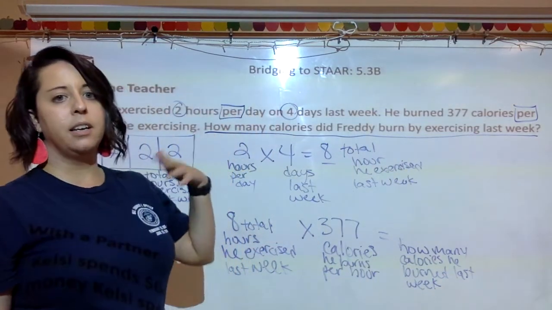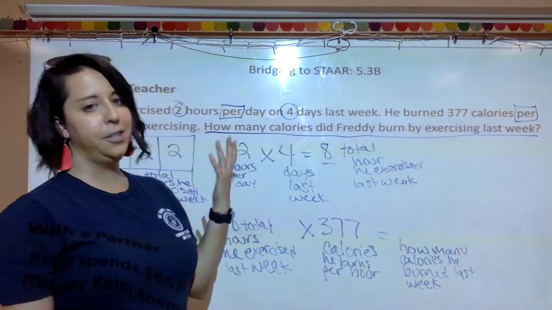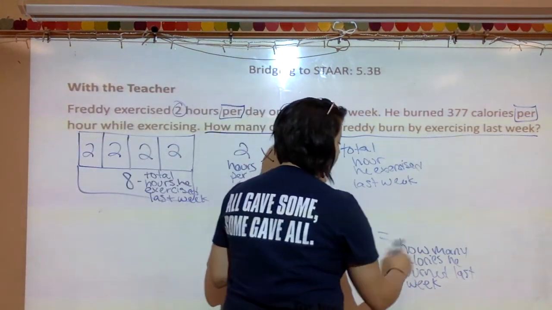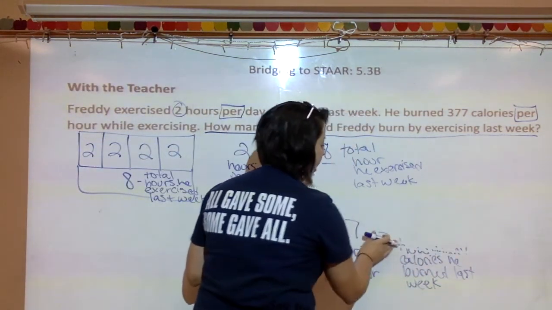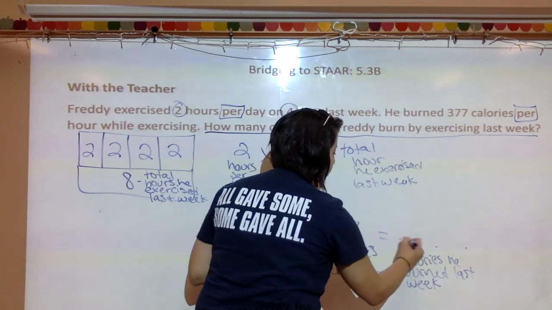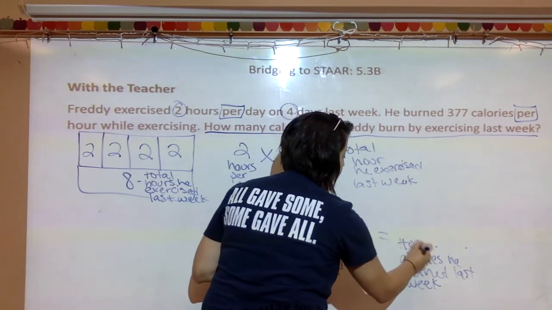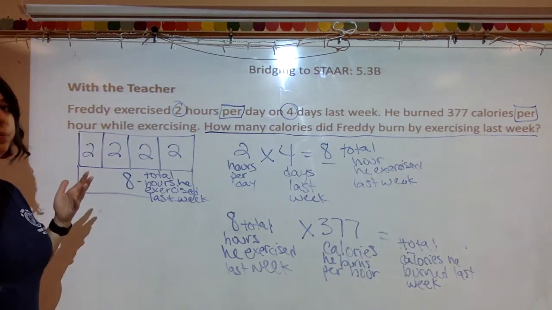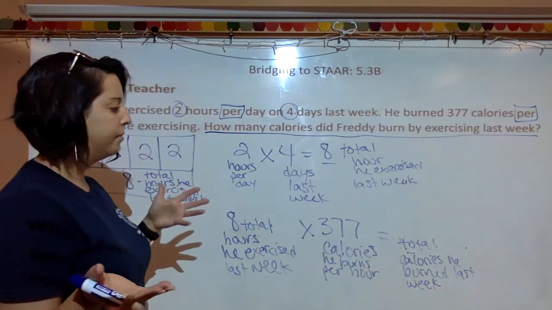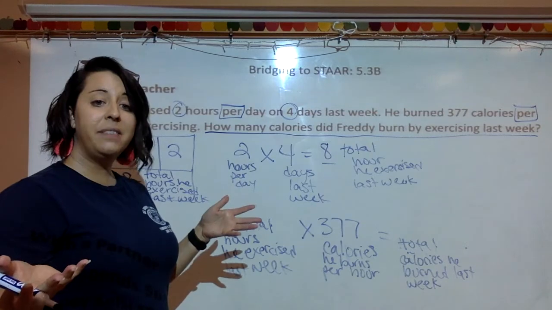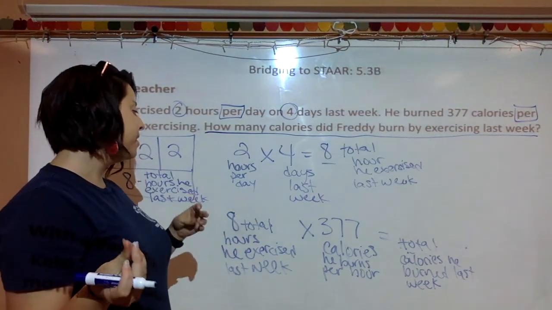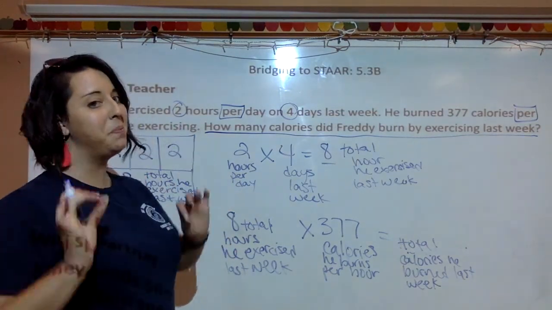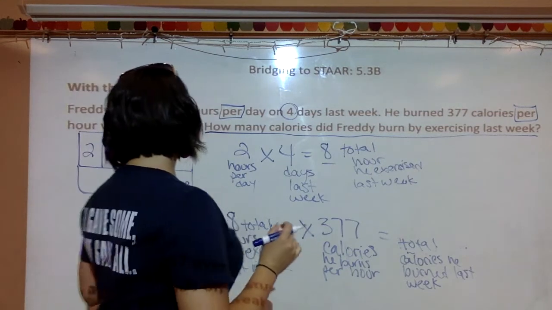Some of you may be asking, can we put total? Is that a total? Yes, it's a total. So you could also sit back and say this is the total. Instead of how many, you could also put the total calories that he burned last week. That would be good too. Either one is fine. Okay? Now all we have left to do is do the math for 377 times 8, which hopefully you guys will be fine with. Okay? So let me go ahead.